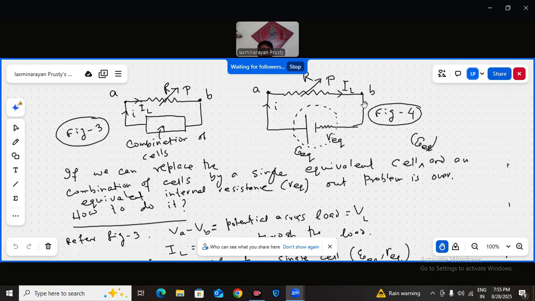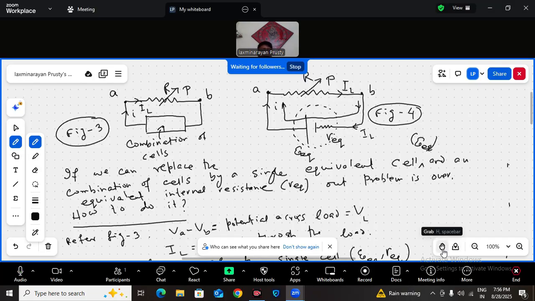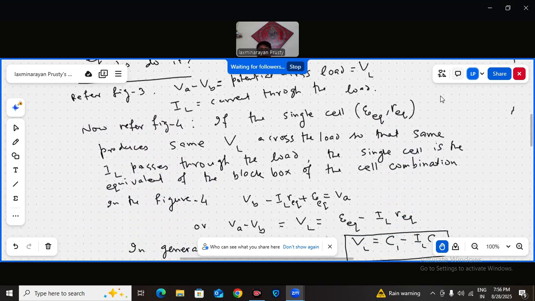Travel from VB, and what is this current? IL. So VB are traveling in the current flow direction, like this we are traveling. So we observe potential VB here. Then I see a drop of potential minus IL RQ. Then I see a rise of potential EEQ. Then I am at A. Exactly, that's what I am going to write here. So VB minus IL REQ plus EEQ is VA.